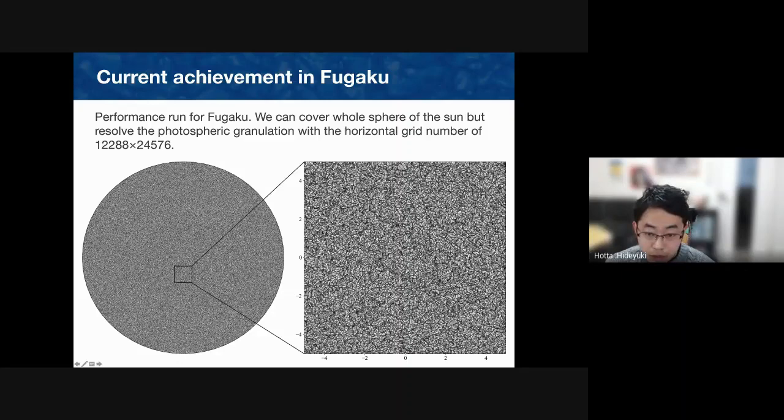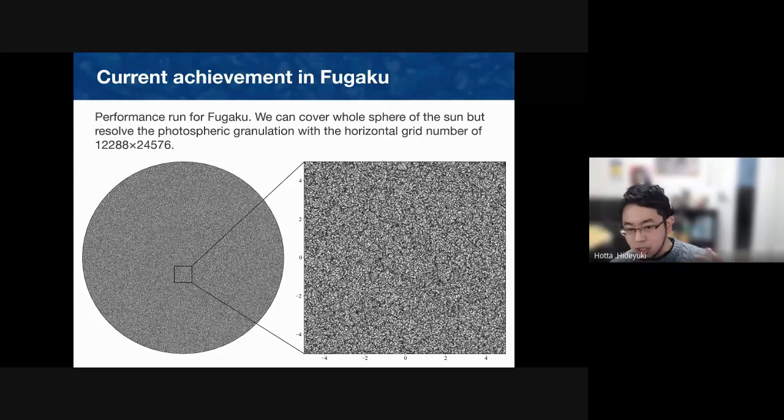And the important point is that even maybe 5 years ago, we could do this type of performance calculation, but we didn't analyze it because we could not output to any storage. But in Fugaku, we can output all the calculation results, and we have the method to analyze this very large big data. So we can soon carry out this type of calculation also for the formation of sunspots, and we can connect the dynamo and the formation of sunspots in this type of calculation soon.